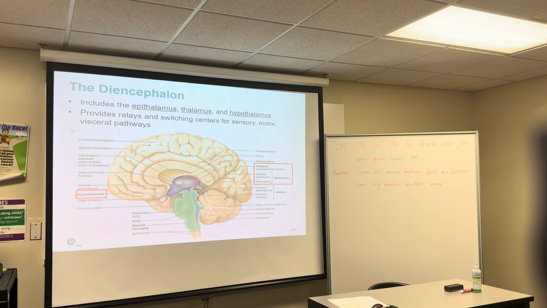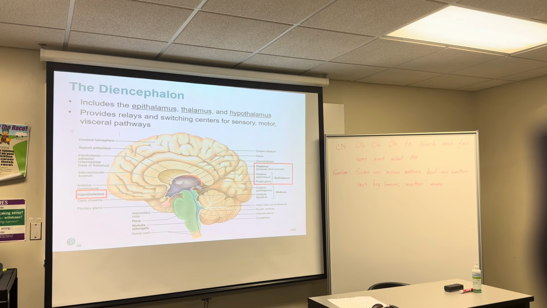Okay, so now let's come to the diencephalon. Have you all seen this diencephalon last week? Yeah. Okay, when you do the dissection, you are going to see the diencephalon. What are the parts of the diencephalon? You have epithalamus, hypothalamus, thalamus, right? It provides relays and switching centers for sensory, motor, and visceral pathways.